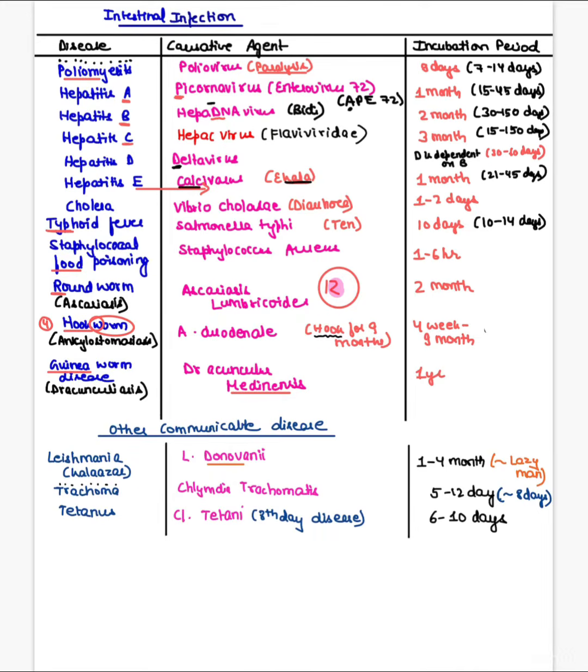E 1 month. Now coming on to cholera. Cholera is caused by Vibrio cholerae, guys, that causes the rice water stools. So this cholera has a 1 to 2 days incubation period, guys. Diarrhea you get very soon, it won't take so long. So that is a very short incubation period.